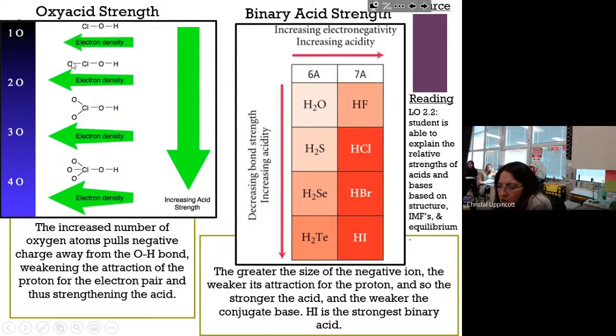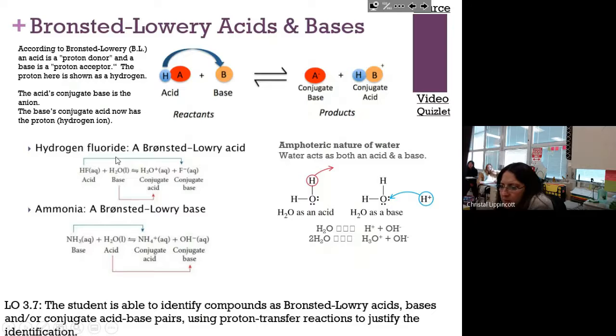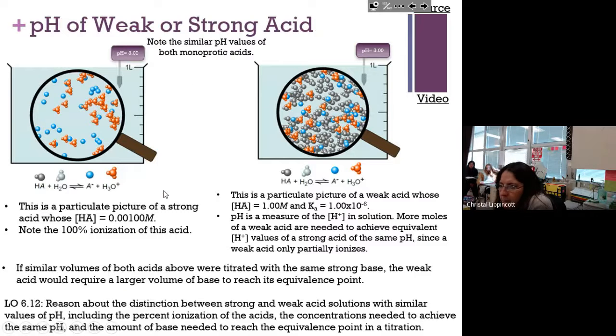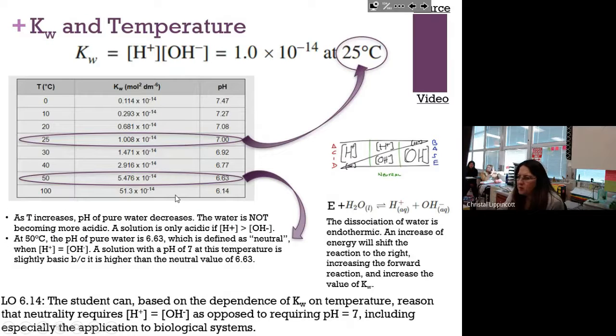So we talked about different strengths of acids and how this one here is going to be a stronger acid than these because it's got more oxygen holding that hydrogen in place. Bronsted-Lowry, remember you want to pick the two things that are paired up together that look very similar, and then you're going to find the one with more hydrogen. That's going to be your acid out of that pairing. Weak or strong acid: weak acids do not dissociate much. Strong acids dissociate almost completely.